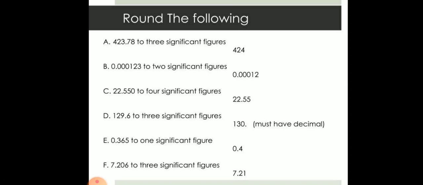129.6 to 3 significant figures. So here the ending number is greater than 5, so the preceding number is raised by 1. So the value is 130. 0.365 to 1 significant figure. It becomes 0.4. So the ending number is 6, it is greater than 5, so the preceding number is raised by 1. The last example, 7.206, we have to write 3 significant figures. So here 7.21. The ending number is greater than 5, so the preceding number is raised by 1.